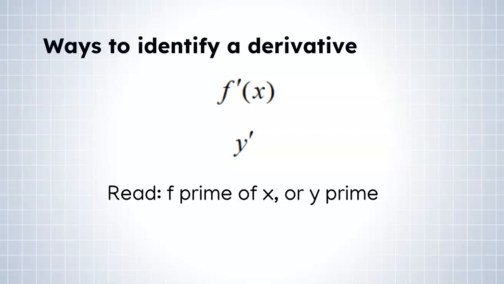First, we need to talk about the different ways to identify a derivative. Hopefully, you've already learned by now, if you're watching this video, that one way to identify a derivative is with what we call f prime. Now remember, f of x and y are exactly the same thing, so we could even just use y, but again, we put this little accent mark that we pronounce prime. So f prime of x or y prime.